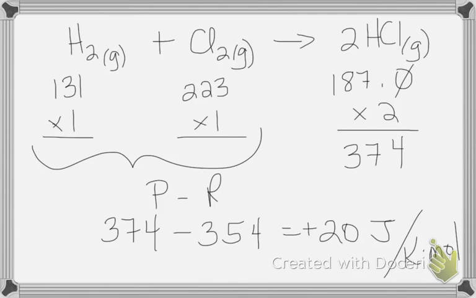What we have calculated is the changes in entropy of the system. Because if you will recall, the system is what we are interested in measuring. So positive 20 is the entropy change for the system, the hydrogen, the chlorine, and the HCl. It does not tell us about the surroundings.